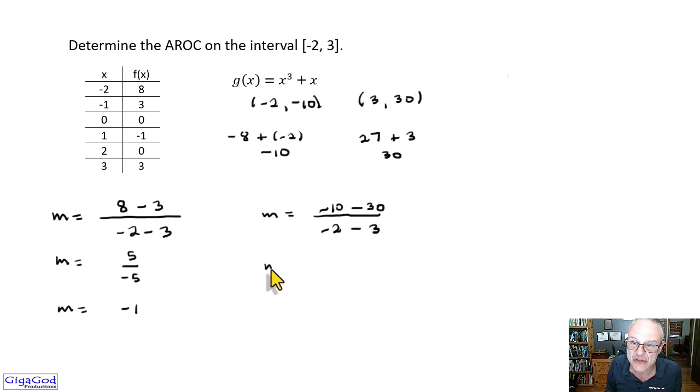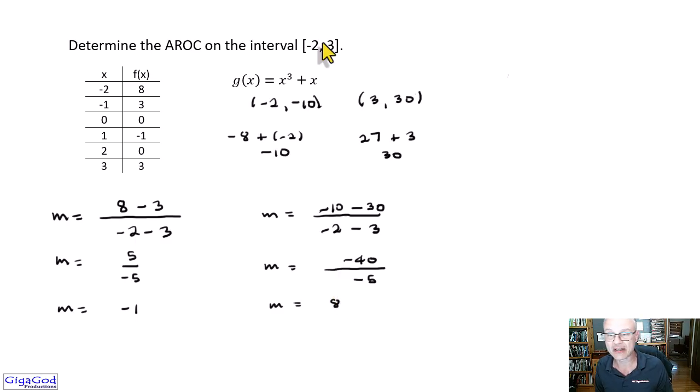Now, careful when you're using the formula. Sometimes you'll end up getting double negatives. I haven't in any case here, but sometimes that does happen. All right, so what am I getting? I'm getting negative 40, and on the bottom I'm getting negative 5. Do a little division, and you get 8. And there you have it. Looks like we've calculated the average rate of change 2 different ways, because we had to. One was a table, one was a formula.